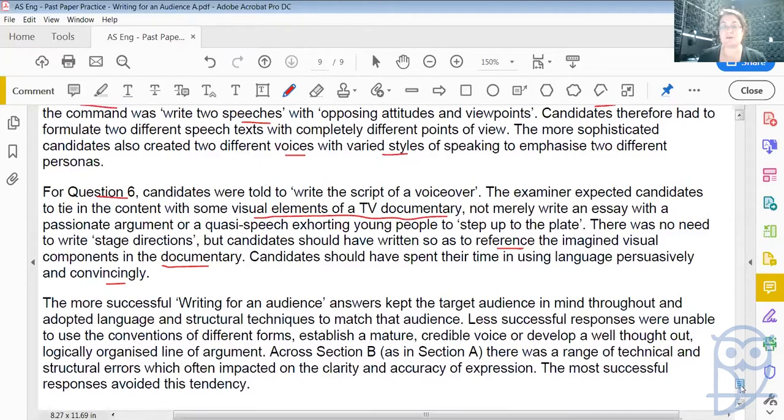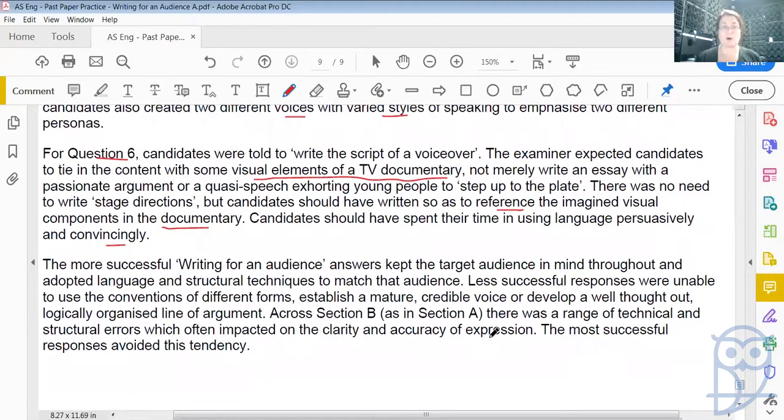Now, in this final part, focusing back on this section B as a whole, the more successful writing for an audience answers kept the target audience in mind throughout, and adopted language and structural techniques to match that audience. And we saw that in the magazine article, they did this well. Less successful responses were unable to use the conventions of different forms, establish a mature, credible voice, or develop a well-thought-out, logically organized line of argument. So these are all the things they do want to see.